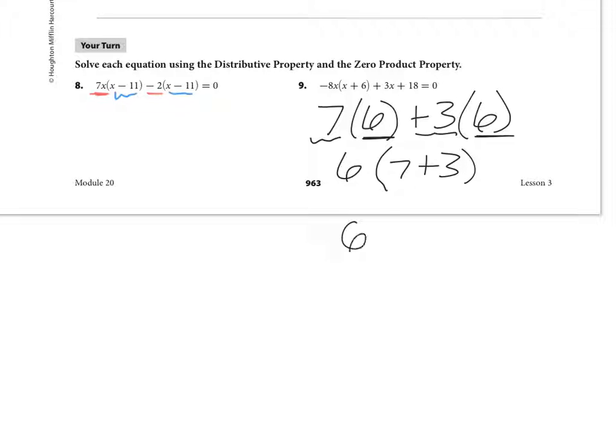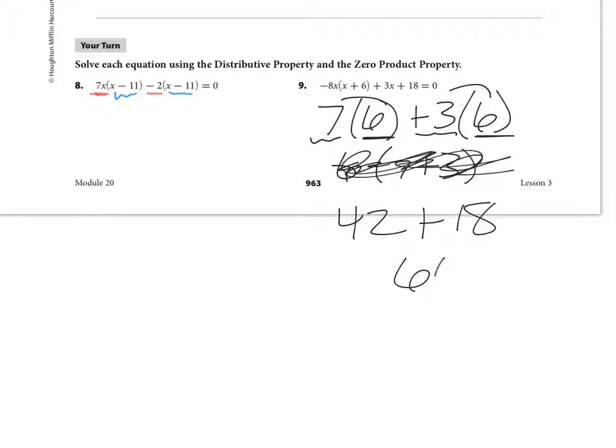So what do I end up with? I end up with 6 times 10, which is 60. Now, let's make sure that would have worked if I'd gone the other way. So let's say, for instance, instead of grouping it all together like that, let's say I just multiplied it. So what's 7 times 6? 42. What's 3 times 6? 18. Add that together, 60. So because it has what is known as a common factor here, we can factor that out.